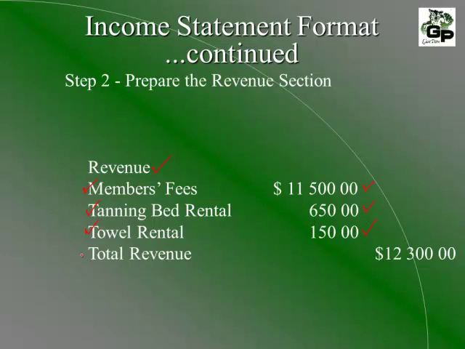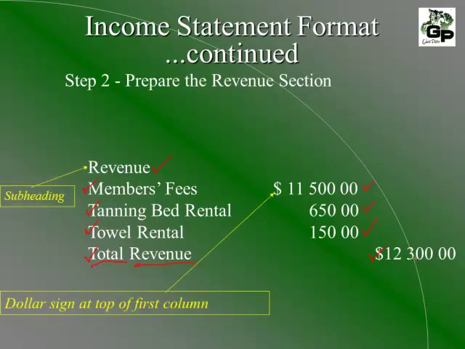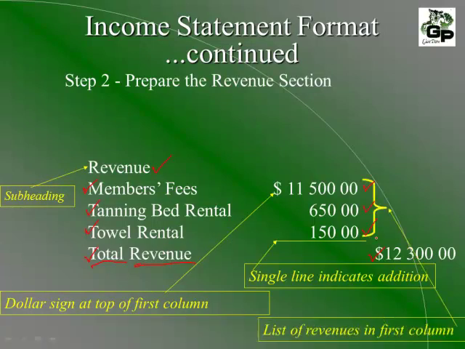The last thing that we do in the revenue section is to total up all the revenue. So we use the title Total Revenue. The total goes in the next column to the right of where each individual account value is. And because it's at the top of this column, it's the first item entered, we put a dollar sign. Don't forget to put the single line to indicate that addition and subtraction is going to occur. Even though it's in the adjacent column, we still need to have this line right here.